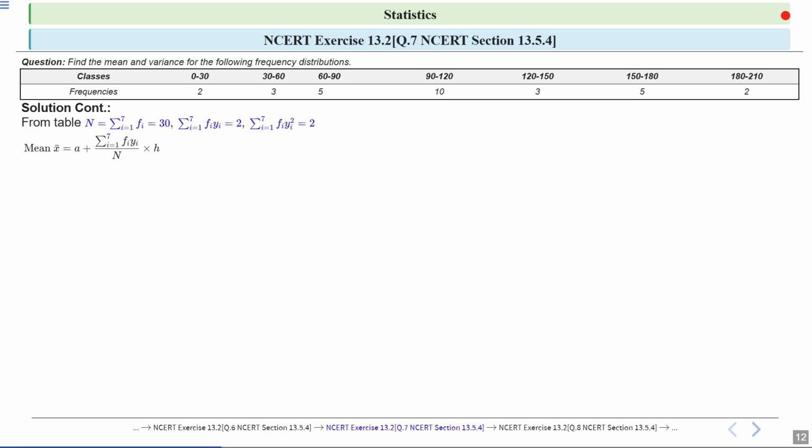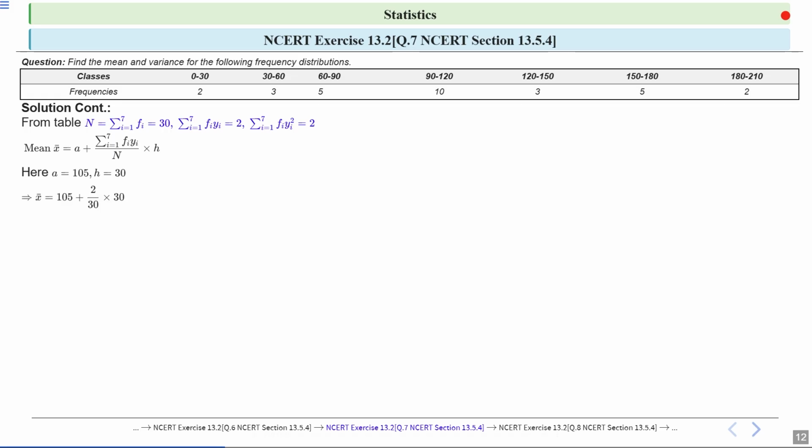So mean x bar equal to A plus the summation from i equal to 1 to 7 of fi times yi, times h, divided by n. Here A is equal to 105 and h is 30. So these values will be substituted in the formula of mean. x bar equal to A plus the summation from i equal to 1 to 7 of fi times yi, times h, upon n.